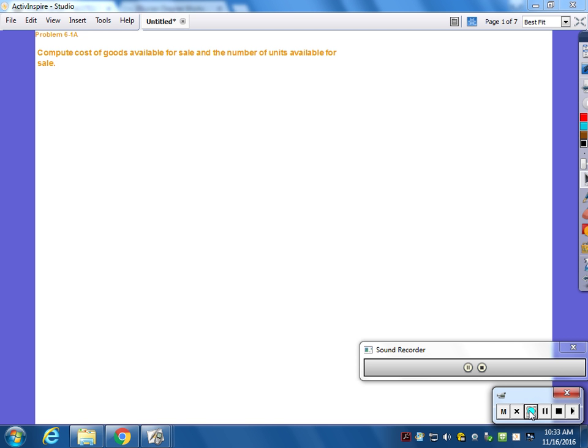So problem 6-1A, it says Warner Woods Company uses a perpetual inventory system. It entered into the following purchases and sales transactions for March. For specific identification, the March 9 sale consisted of 80 units from the beginning inventory and 340 units from the March 5th purchase. The March 29 sale consisted of 40 units from the March 18th purchase and 120 units from the March 25th purchase. So the first thing they want us to do is compute cost of goods sold, available for sale, and the number of units available for sale.